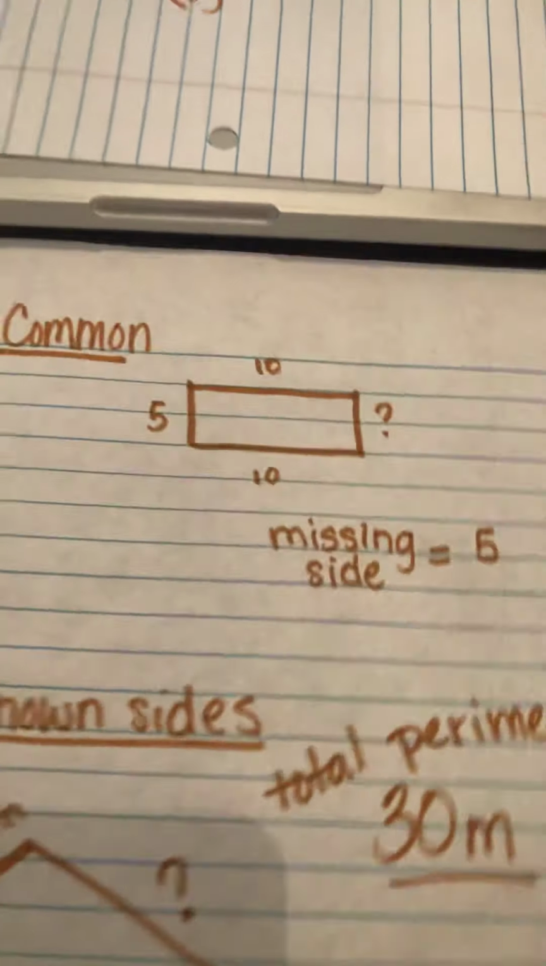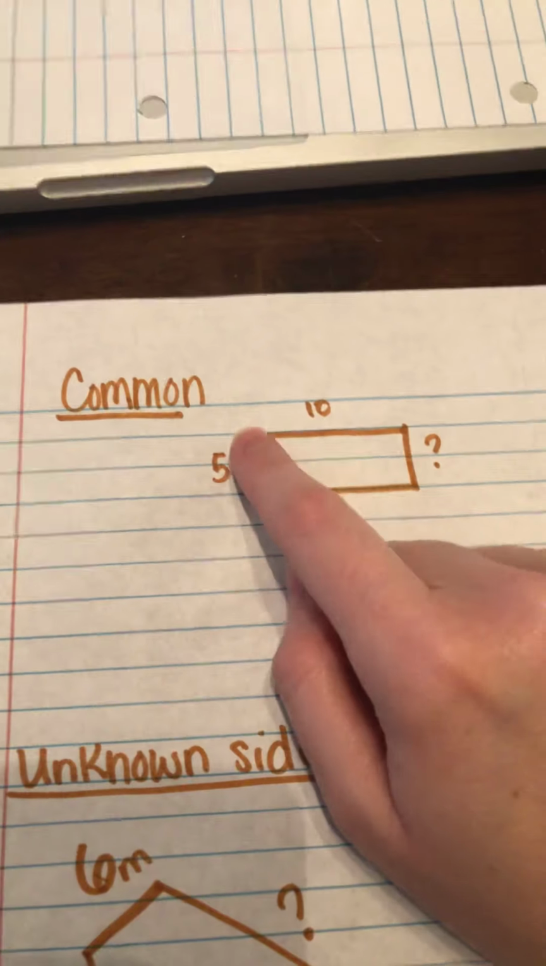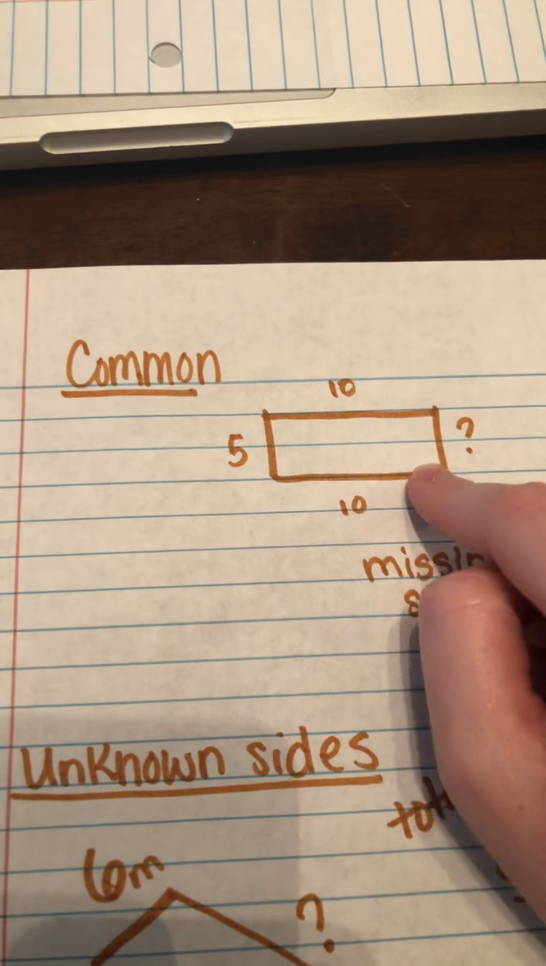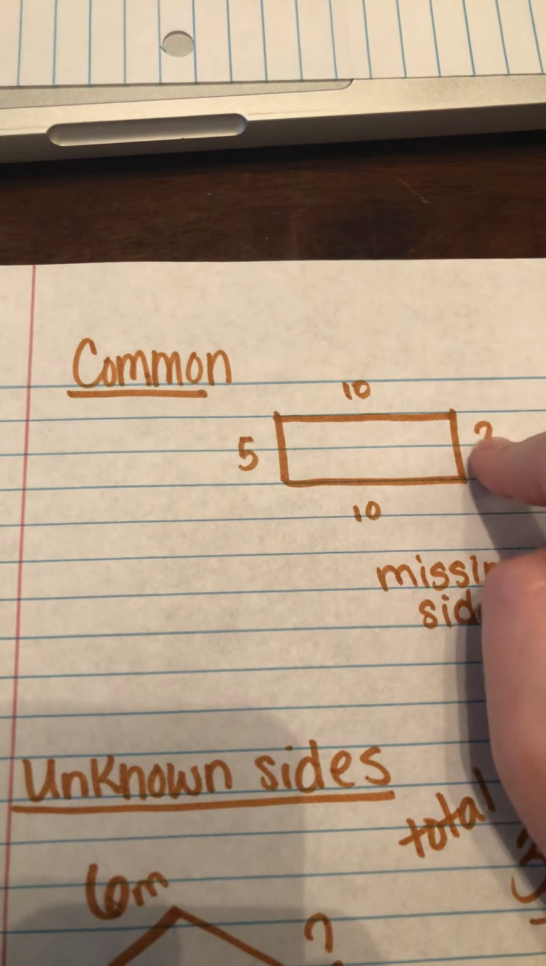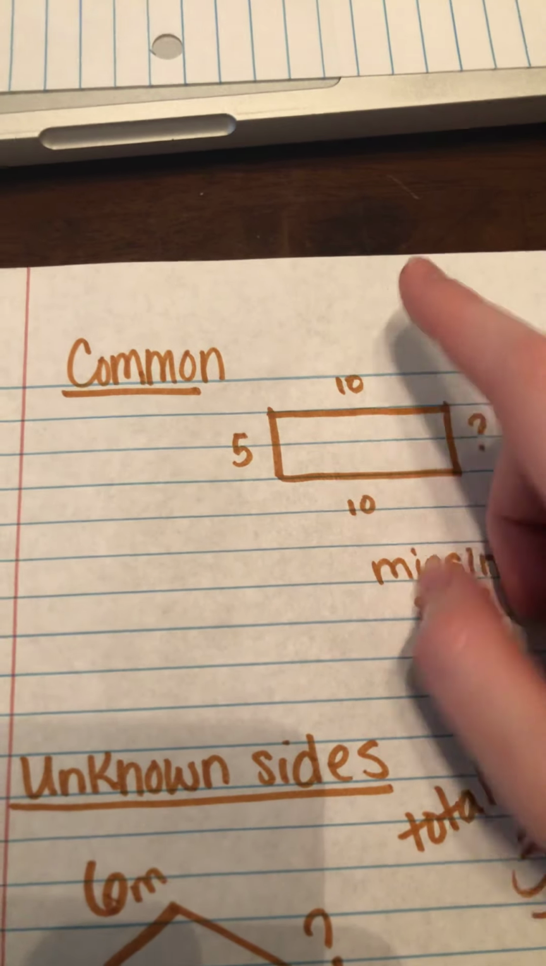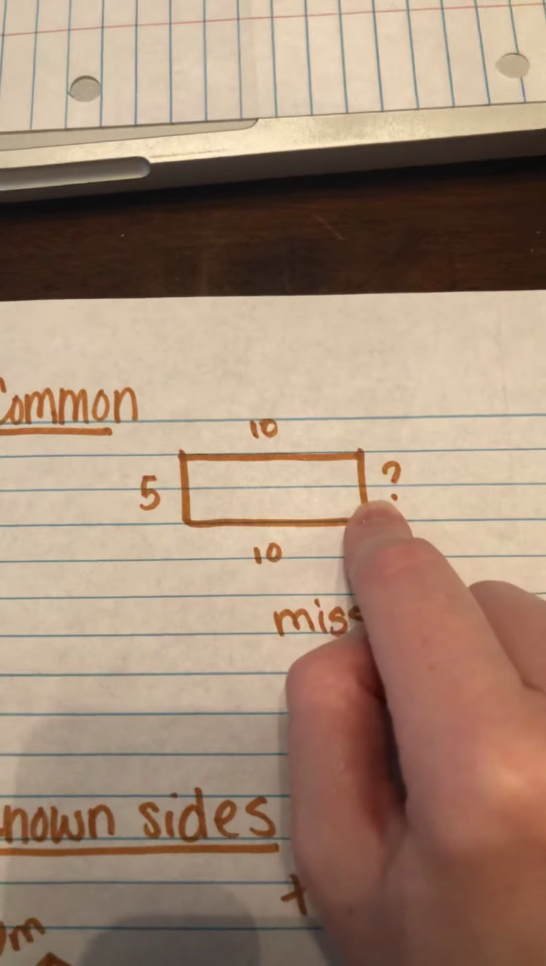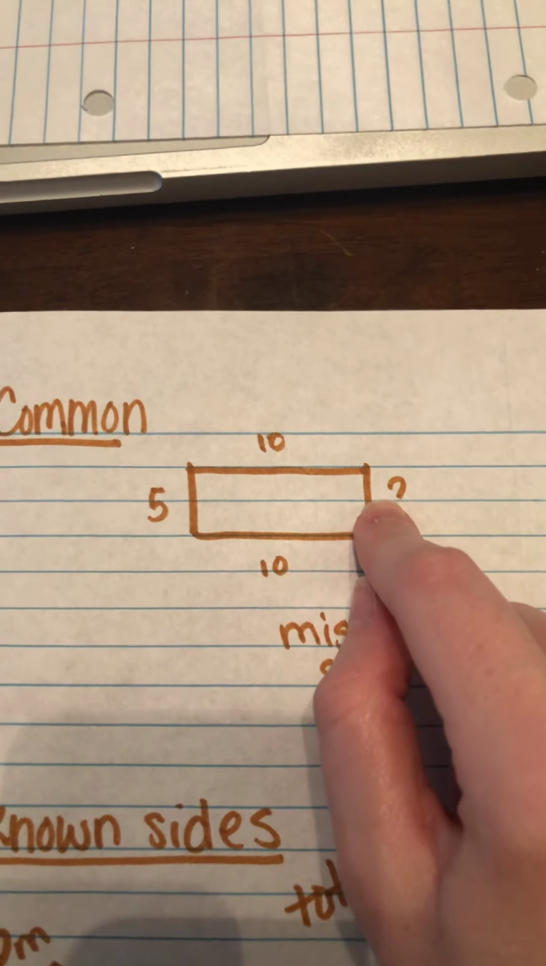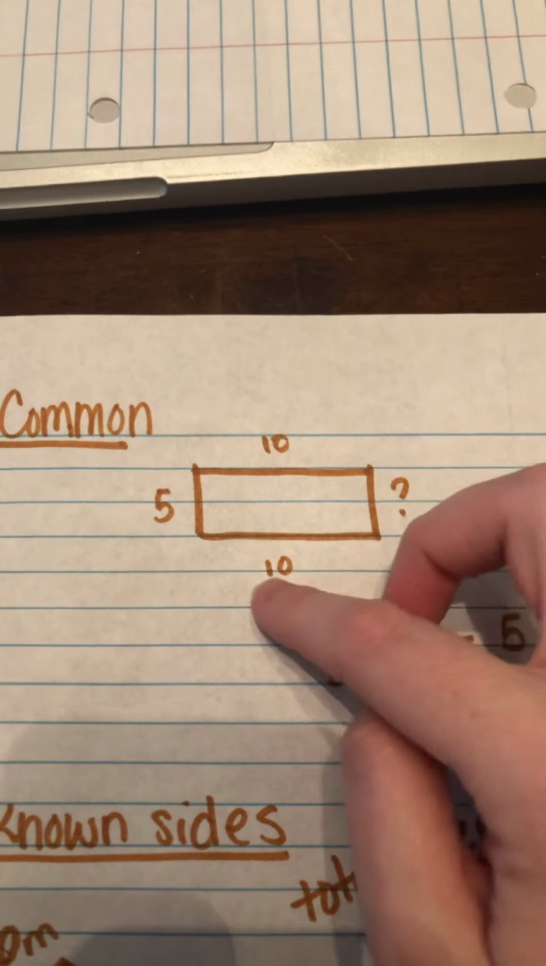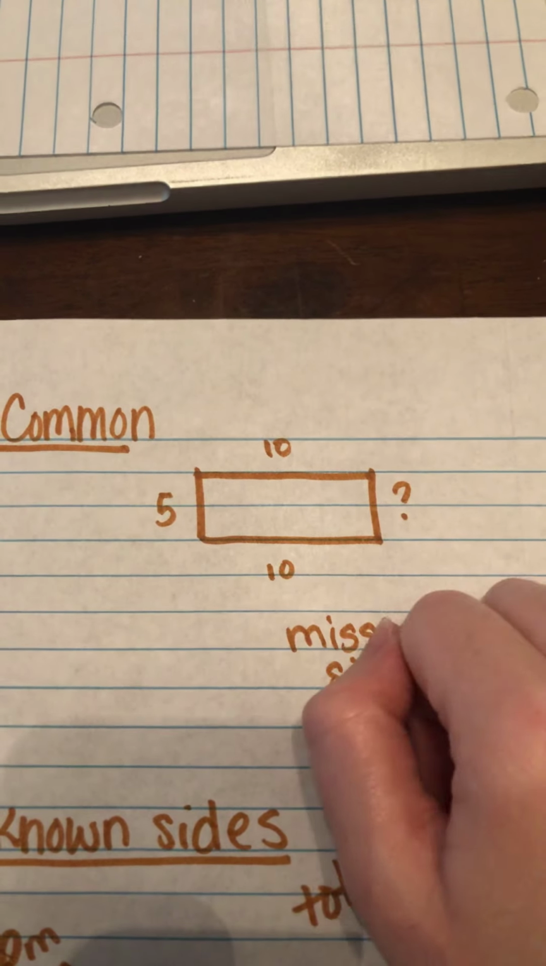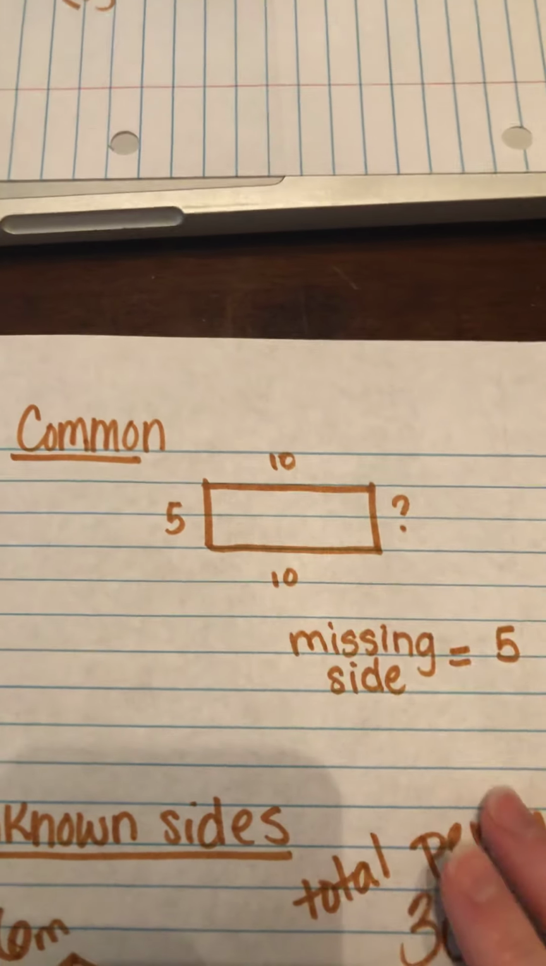All right, so first, a common figure like a rectangle has the same lengths on opposite sides. So to find the missing side, if it is a rectangle, opposite sides equal, the missing side is 5, because the opposite side would be 5. If this side's 5, this side's 5, okay? And so the perimeter would be 10 plus 10 plus 10, and then so this one would be 30.